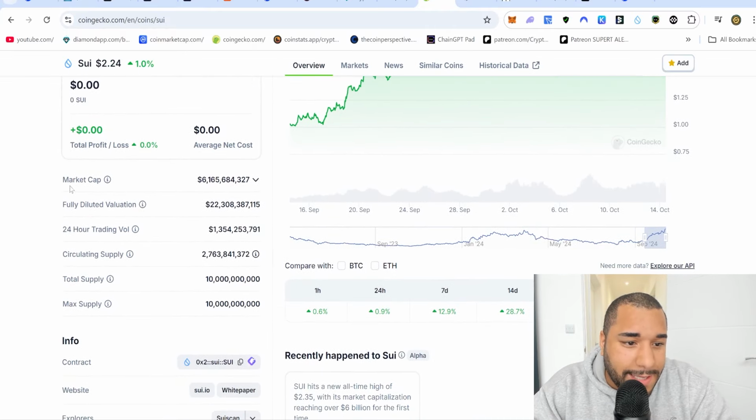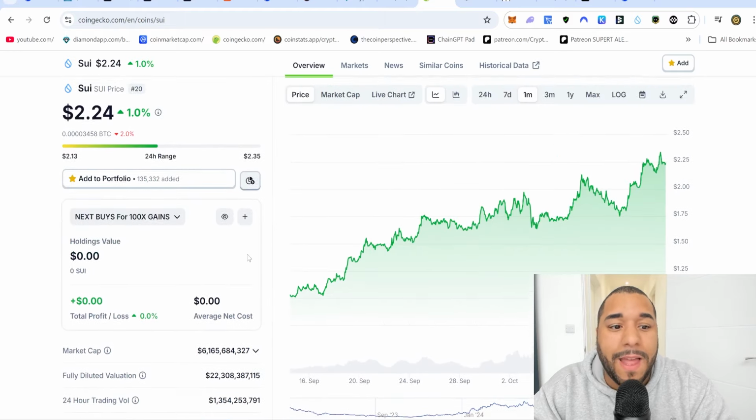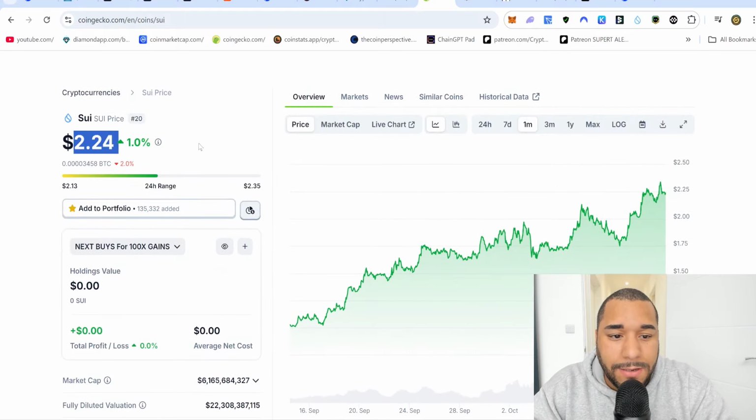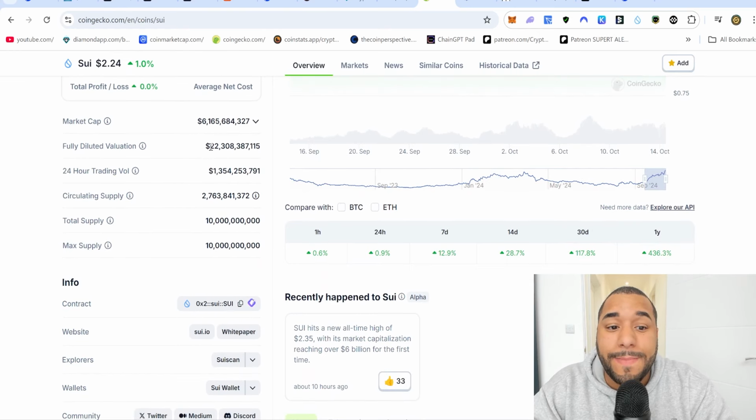So you've now understood all these tokenomics. We understand the market cap, which is how much money is in a project right now, made up of the circulating supply and the price. You understand the fully diluted value, which means when all the tokens are circulating, when all the 10 billion tokens are out there, that's what it should be, 22 billion. And you understand the trading volume.